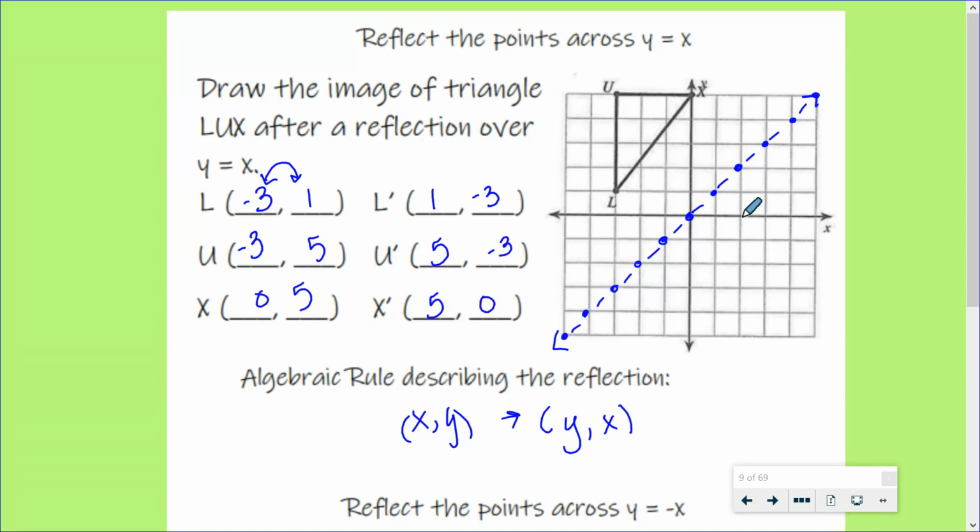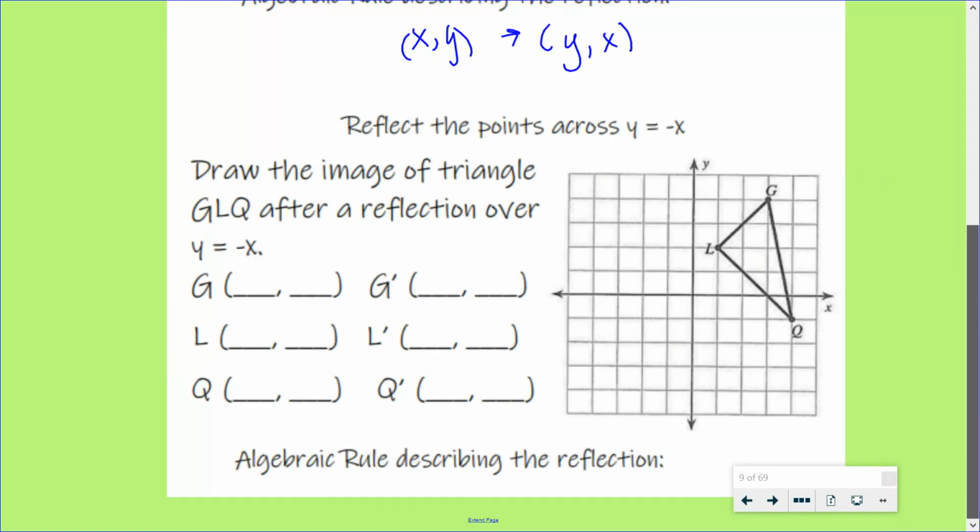And I'm going to graph those points. So 1, negative 3 is L prime. 5, negative 3 is U prime. And 5, 0 is X prime. And then I'm going to connect those. Sorry, it's not so easy to make lines. And it does look like it's a mirror image over the line y equals x.